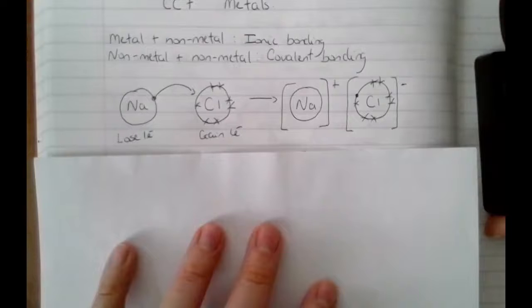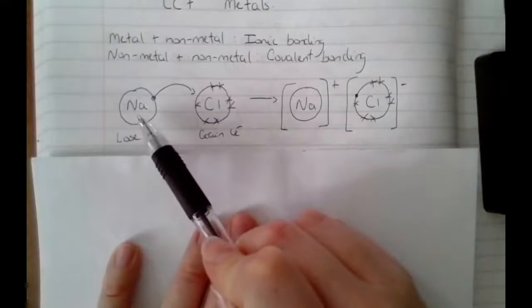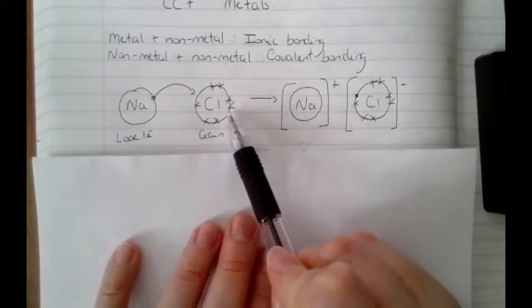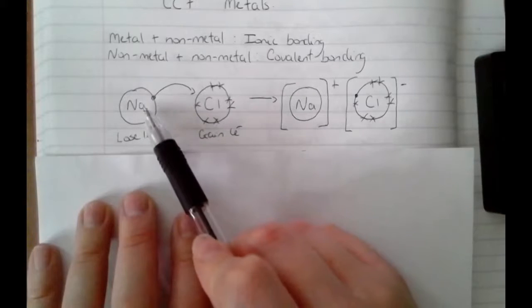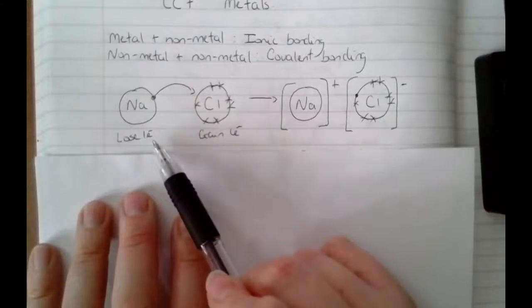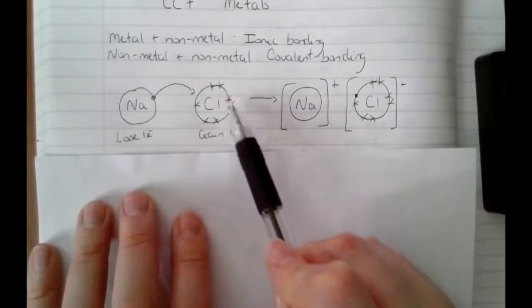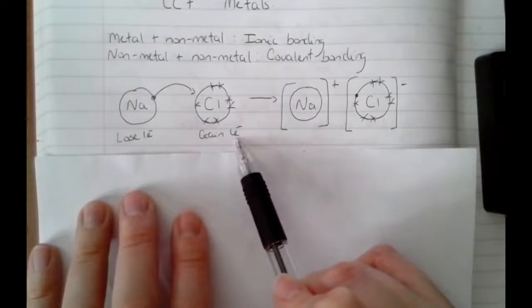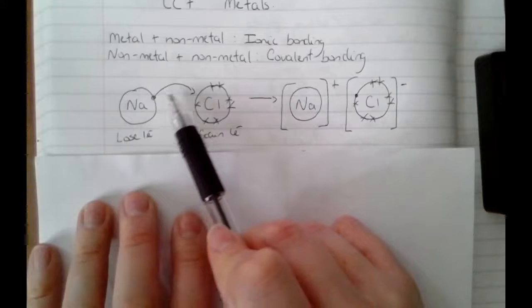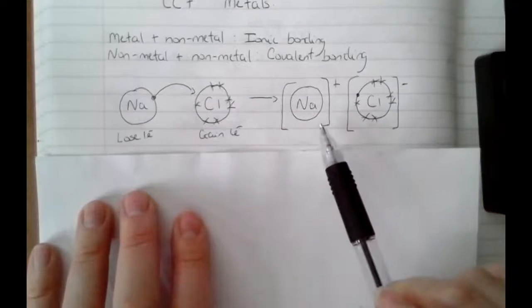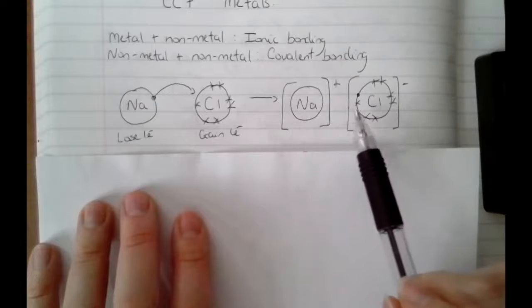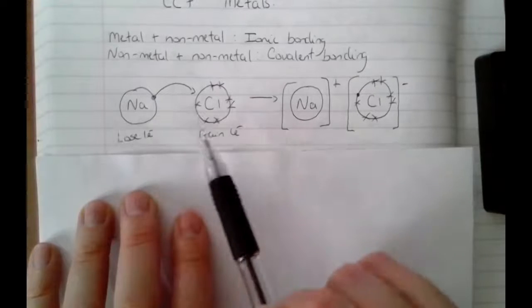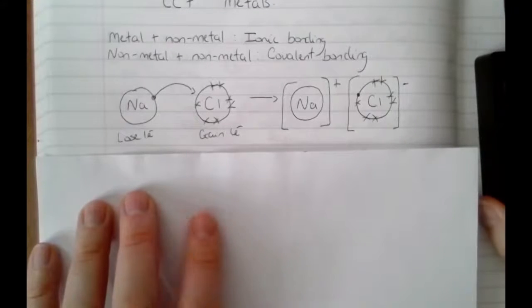When we look at ionic bonding between a metal, here I've got sodium, and a non-metal chlorine, you've got metals that want to lose electrons. In sodium's case, it's got one in its outer shell, so it wants to lose one. And you've got your non-metal that wants to gain an electron. The metal will lose the electron, the non-metal will gain, and both will end up with a full outer shell. So both can end up happy by the metal losing and the non-metal gaining, and that's an ionic bond.